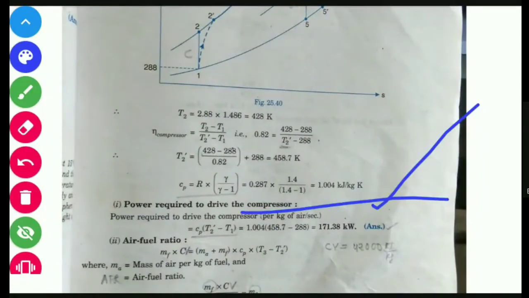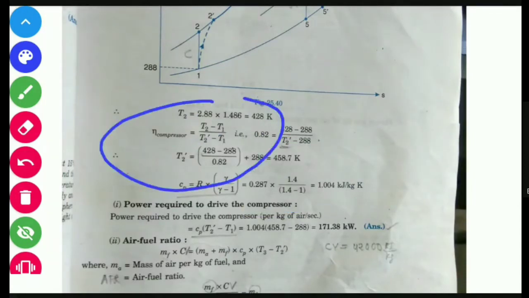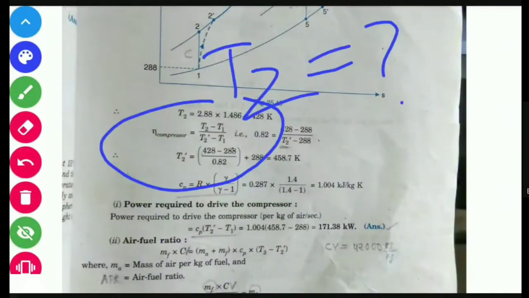Cp is okay. Still, you have to find out T2 dash. What about T2 dash? To find T2 dash, the compressor efficiency is given in the problem, so from the compressor efficiency you can find T2 dash. But in the compressor efficiency, some unknowns are still there. T2 we don't know, but you know T1. So you still have to find T2 to find T2 dash.